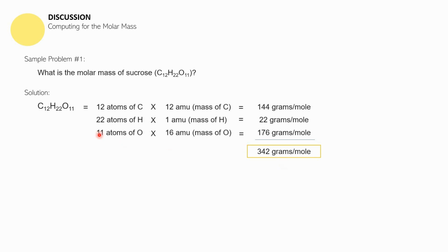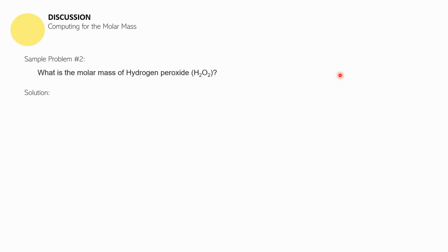Okay, again, the molar mass of sucrose, C12H22O11. Simple, right? Okay, so sample problem number 2: what is the molar mass of hydrogen peroxide? Well, you know the answer to this based from the previous table, but we need to compute for it. Hydrogen peroxide is H2O2. Okay, so you have 2 atoms of hydrogen and 2 atoms of oxygen. And hydrogen and oxygen have the following atomic masses. Hydrogen is 1, and then oxygen is 16.